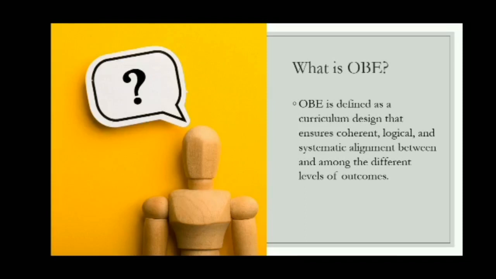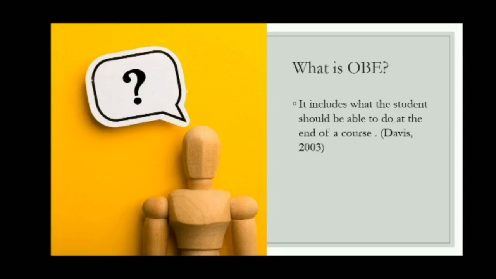It is defined as a curriculum design that ensures coherent, logical, and systematic alignment between and among different levels of outcomes. Okay? Meaning that OBE talks about the outcomes or the results. Meaning the results serve as the basis. So why is that? Because through the results we can see the room for improvement. So it may improve the educational institution, improve the curriculum.